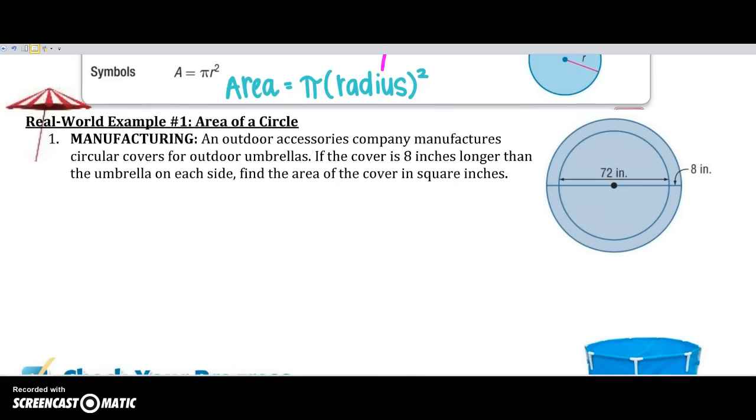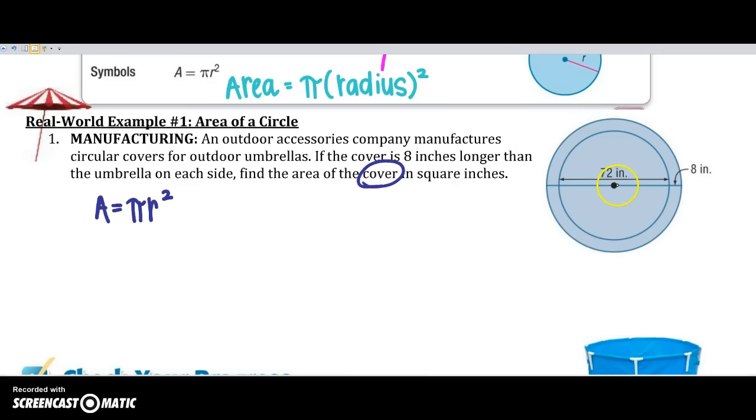All right. An outdoor accessories company manufactures circular covers for outdoor umbrellas. One of the things that I think of when we go to the beach, those umbrellas that cover the chairs. If the cover is 8 inches longer than the umbrella on each side, find the area of the cover in square inches. So not necessarily the umbrella itself, just the cover. So because it's circular, we are going to use A equals pi r squared. So the one thing we need is the radius. So let's look over at our picture.